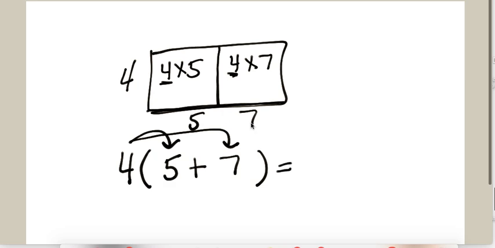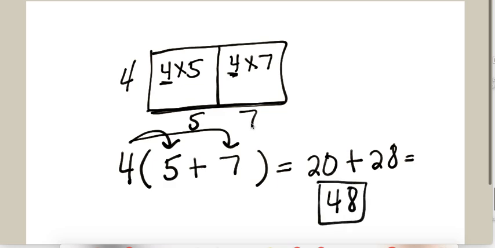Then they want you to evaluate it, which means they want you to work it out. So I actually distribute the 4 to the 5, and I get 20. And then I distribute that 4 to the 7, I would get 28. And so my final answer would be 48. So this is what they want to see for question number 1 on your prep work tonight.